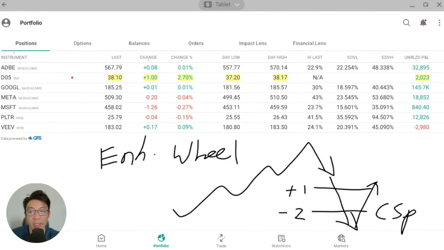So this way, if the market goes up and it goes past this call ratio spread, you can sell off the call debit spread for a profit, and then you're left with the covered call. So that's basically the two different ways that I trade the wheel strategy.